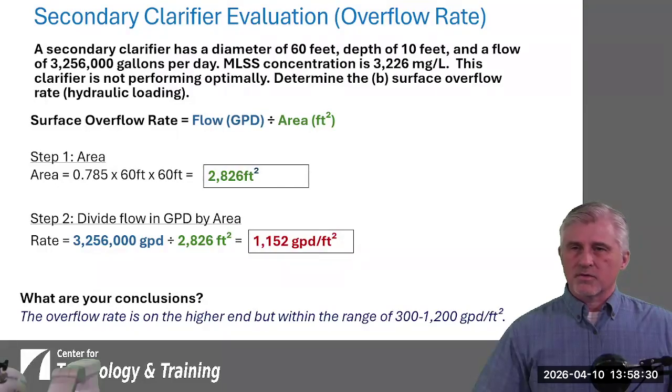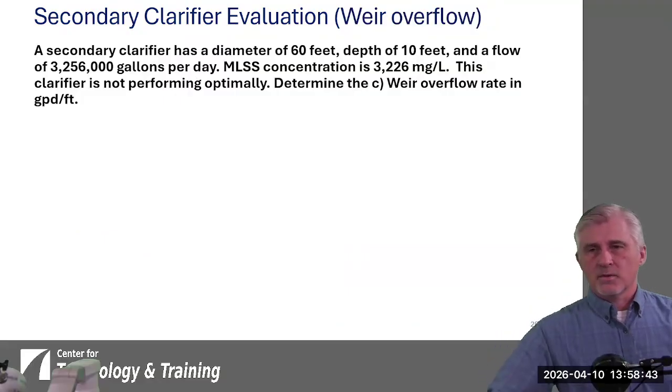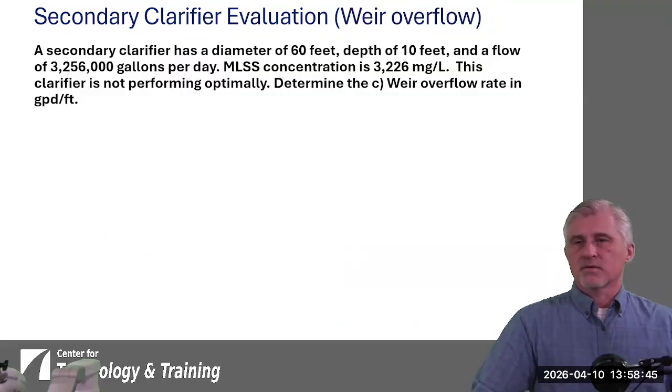And so our overflow rate is not as high. Now, we could potentially reduce our recirculation rate. Maybe that's an answer to how to fix that. And then the third of these is we're going to look at the weir overflow.